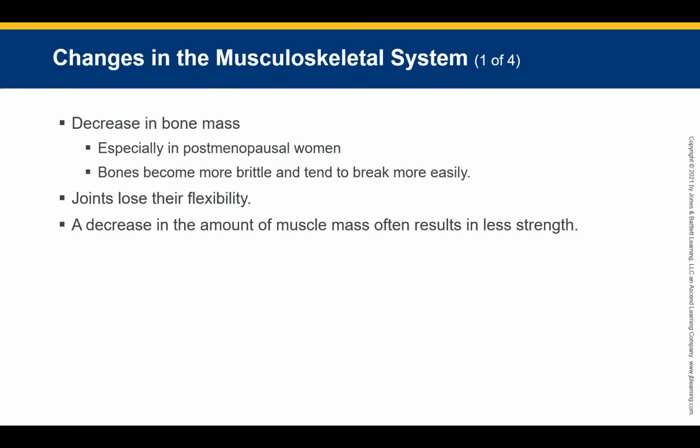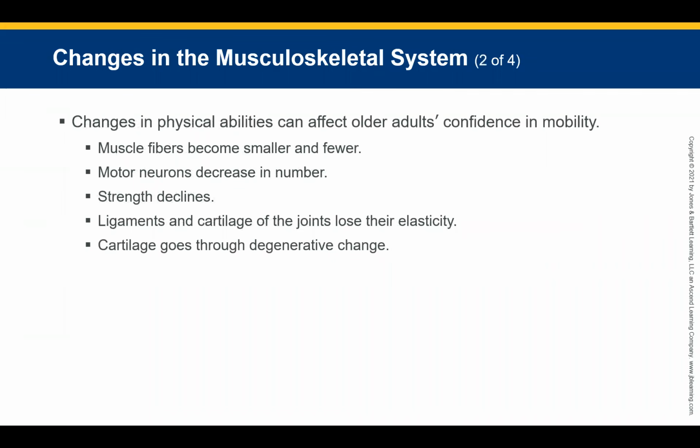So let's understand the muscular system and why maybe they are hunched over. They're hunched over because they've lost that muscle mass, the inability to straighten themselves up, because the weight is pulling them down. They don't have anything to force against that. Changes in physical abilities can affect older adults, their confidence, their mobility. They don't want to get out. They just want to stay at home. They just don't feel like doing it.